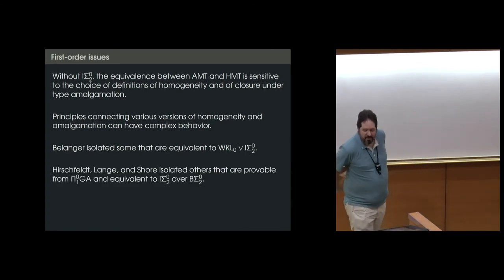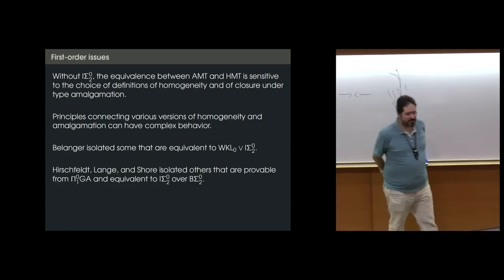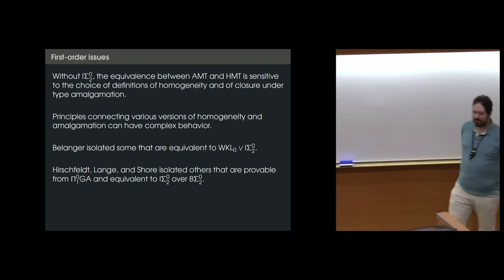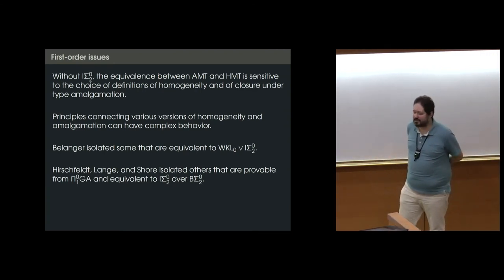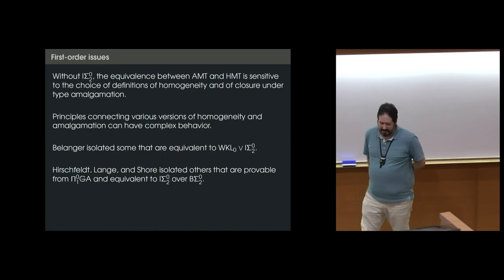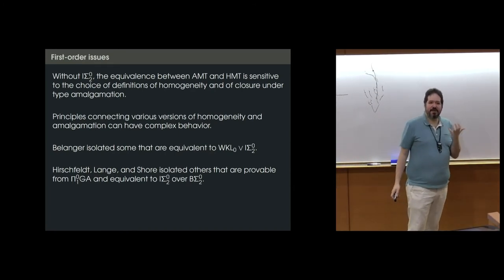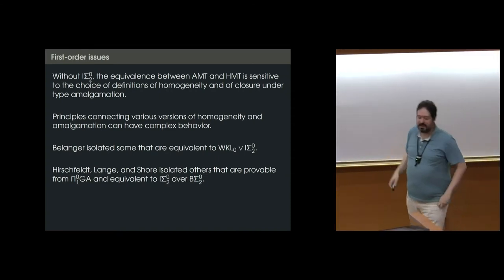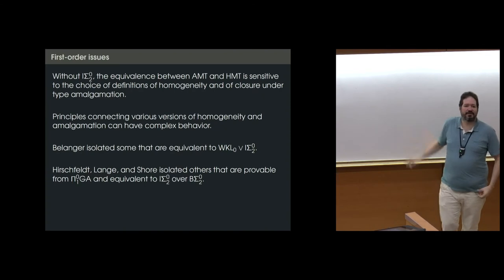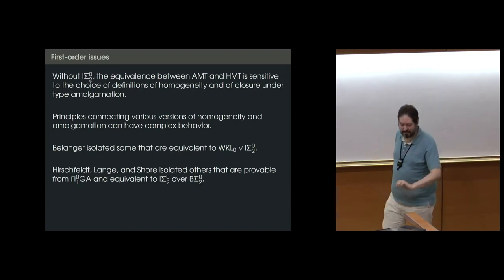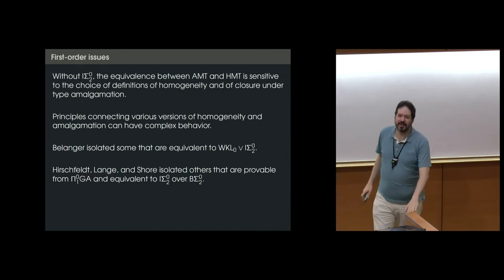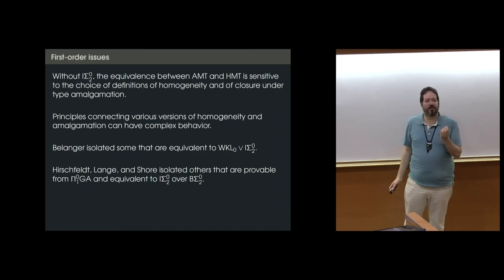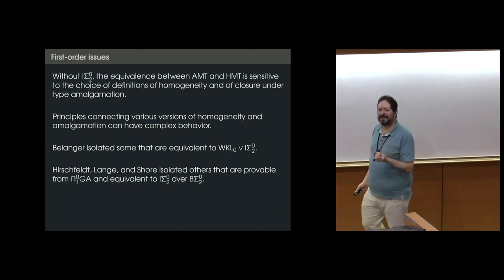And in our paper, we have others that are provable from pi 0 1 GA and equivalent to I sigma 2 over B sigma 2. So the real reason that we were looking at pi 0 1 GA, obviously you want to understand the difference between AMT and pi 0 1 G, but our main motivation was that these principles cropped up when we were looking at these different versions and their equivalences. A whole host of them, I'm not going to define any of them because they're too technical, but you can look at the paper. There's a bunch with this property of being provable in I sigma 2 and equivalent to I sigma 2 over B sigma 2. So our thought was there may be an interesting level there where all of these are equivalent, and we want something a little bit cleaner at that level.